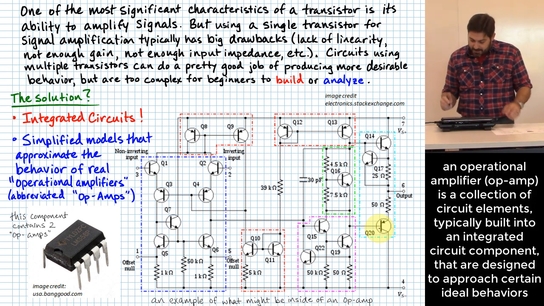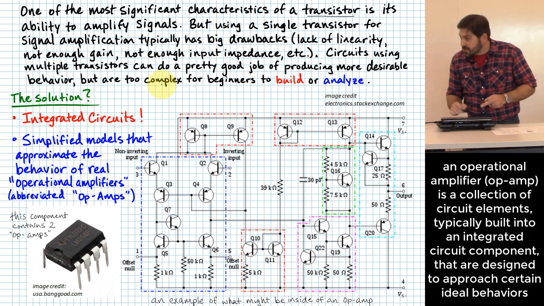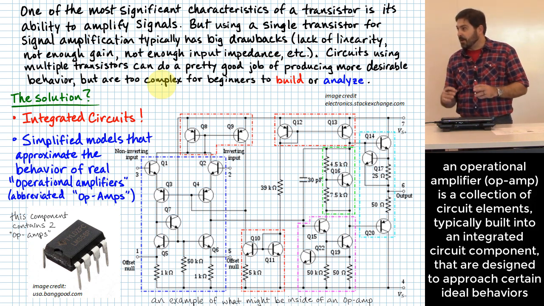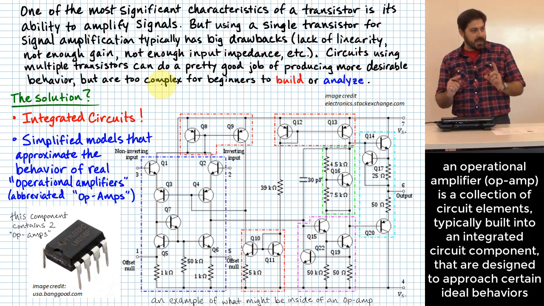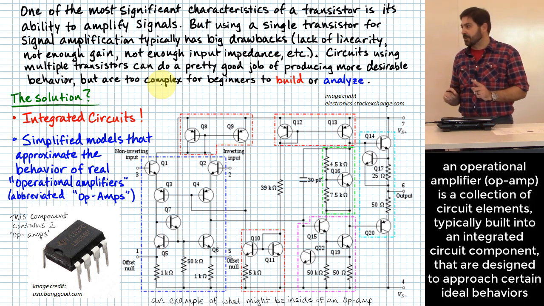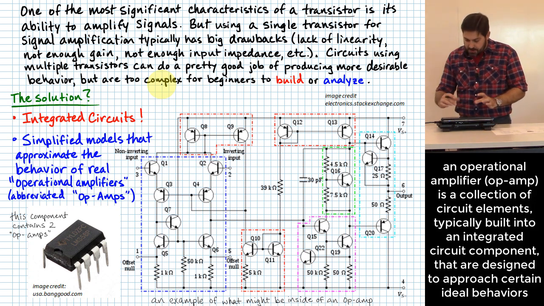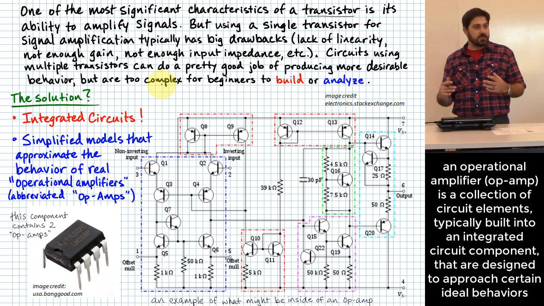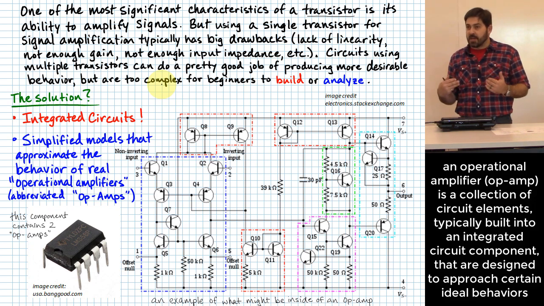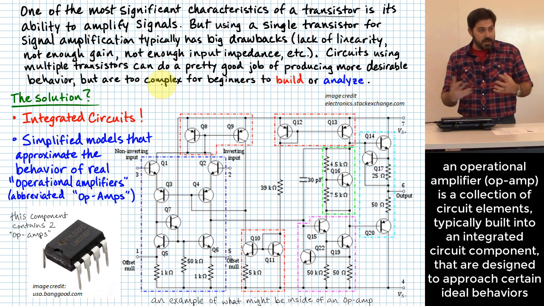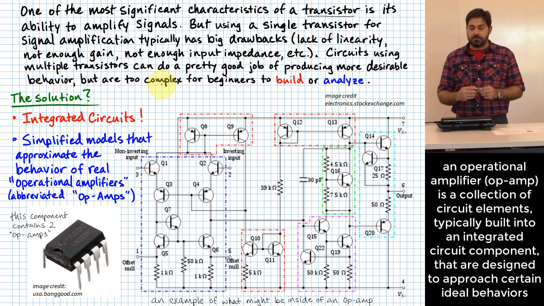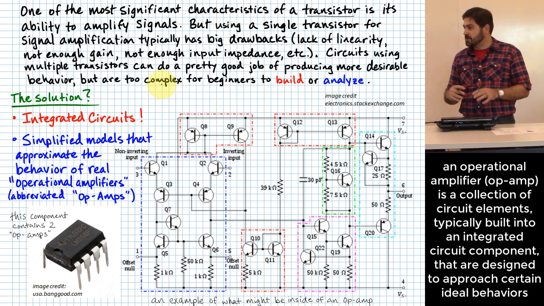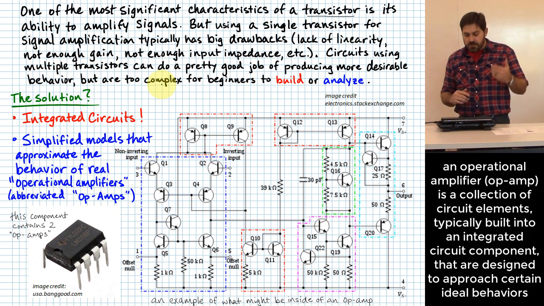And I said up here, you can create a circuit like this that does a pretty good job of eliminating some of the problems that you have by amplifying something with a single transistor, but the resulting circuit is so complicated that it might be very, very difficult for someone who's a beginner. By the way, I put myself in that category with respect to this kind of thing, right? To try to build that or analyze it. It might be kind of hard to do that because it's too complicated. So what do we do about this?